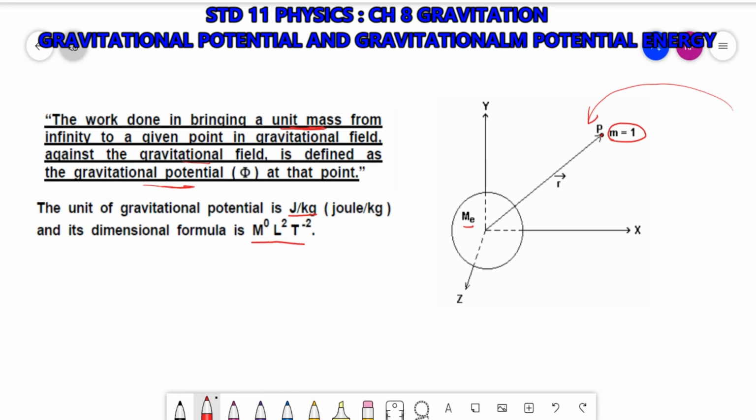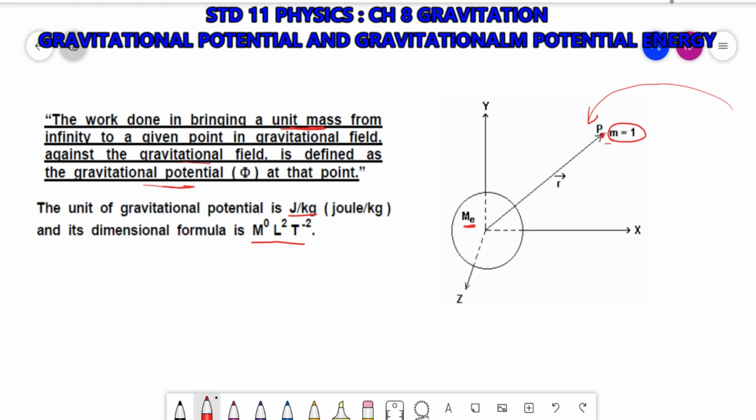Remember that the work done in bringing a unit mass from infinity to a given point in gravitational field against the gravitational field is defined as gravitational potential at that point. Now let's derive the formula for gravitational potential. Let's consider the same figure. Here the mass is m, that is equal to 1 because it is unit mass. The mass of earth is Me.